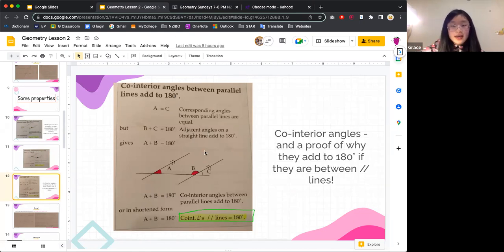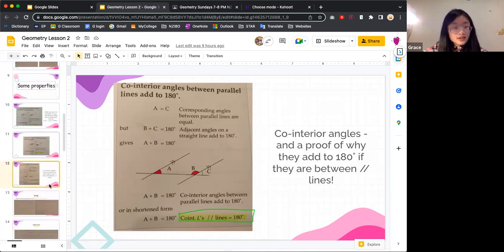So this is a bit of a proof as to why it works. We can have A equal to C. We know that corresponding angles are equal, right? And then we know B plus C is also 180 degrees because of angles on a straight line. And because of this, we know that A and B must also add to 180 degrees because A and C are equal, right? So whatever C is being added to, A would also be equal. Sorry, that didn't really make sense, but yeah, A plus B is 180 degrees.